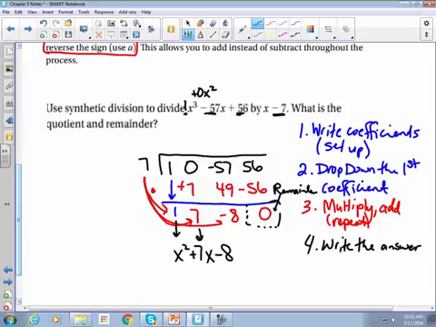So the quotient is x squared plus 7x minus 8. And our remainder is 0.